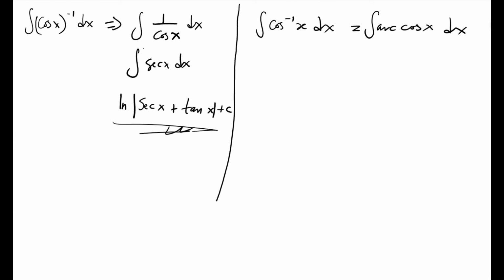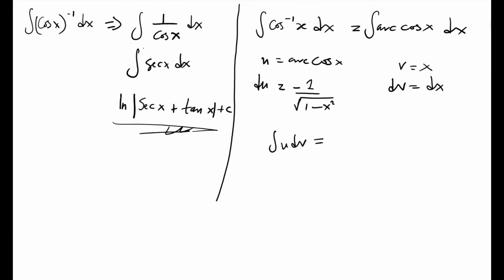For this one, on the other side, you say let u be equal to arccos of x, and dv should be equal to dx. Then v is equal to x, and du will give you minus 1 over the square root of 1 minus x squared. So you write our formula: integral of u dv is equal to uv minus integral of v du.